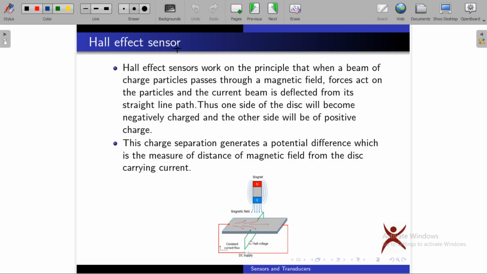Coming to Hall effect sensor. Hall effect sensor works on the principle that when a beam of charged particles passes through a magnetic field, forces act on the particles and the current beam is deflected from its straight line path. Thus, one side of the disk will become negatively charged and the other side will become positively charged. That is seen here.